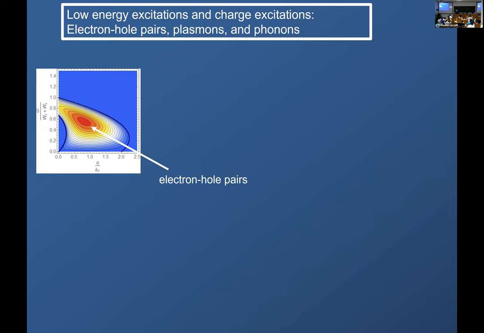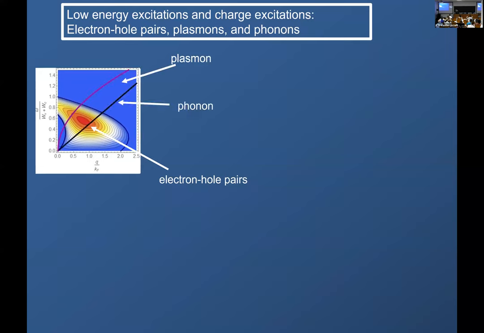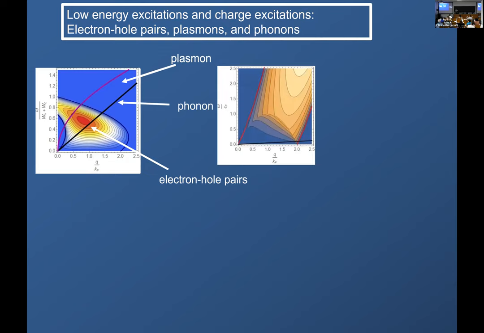excitations you expect in twisted bilayer graphene. You have plasmons, you have electron hole pairs, and you have phonons, and they are all overlapping, one on top of each other. This is not what you have in a typical 2D electron gas. There, the phonons are very much decoupled from the electron hole pair because they basically occupy a different energy region.